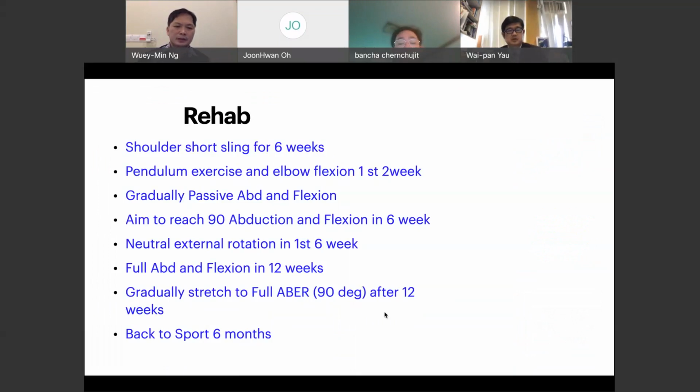My aim is to achieve 90 degrees of abduction and flexion in the first 6 weeks, then neutral external rotation. Limiting the external rotation is very important, and only achieve full abduction and flexion at 12 weeks. Only after 12 weeks will I ask the patient to do more external rotation in an abducted position. The patient may be able to go back to sport in 6 months.